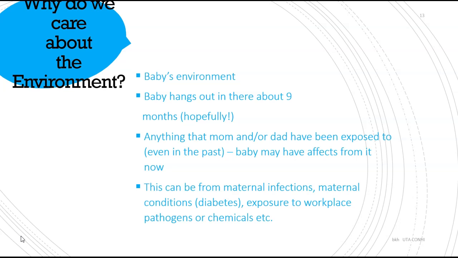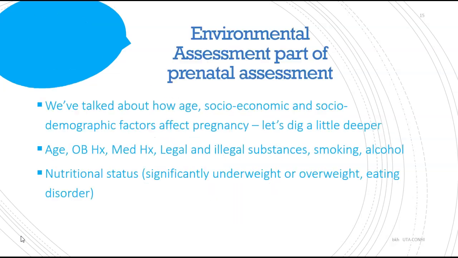So things like mom's infections or some of her conditions, exposures to things in the workplace or out in the environment. We've talked about how age and the socioeconomics and sociodemographics impact the pregnancy. Last week, we talked about looking at mom's OB history and her medical history. We want to know about any legal and illegal substances. And legal can be regular prescriptions that are just not as safe for this pregnancy as something else might be, whether she smokes or drinks alcohol, and what her nutrition status is.